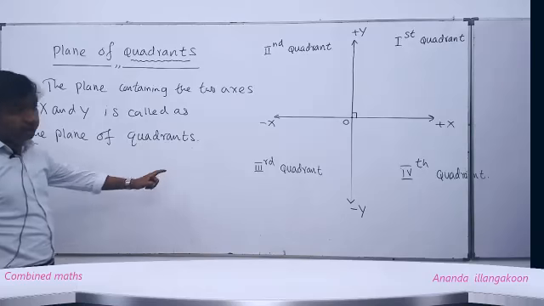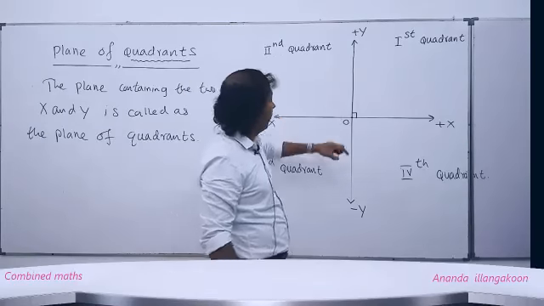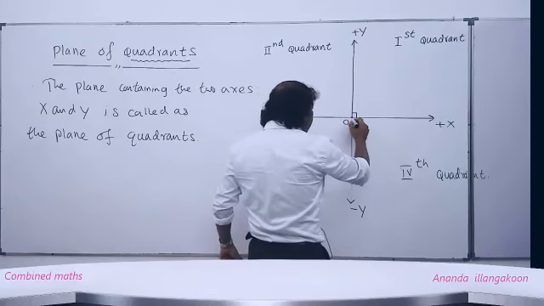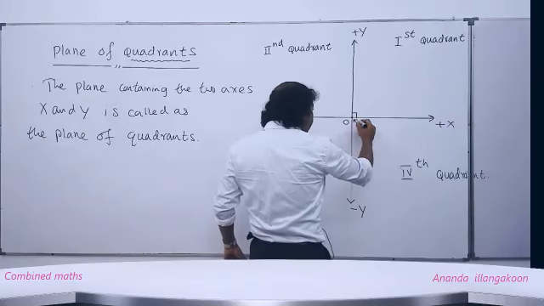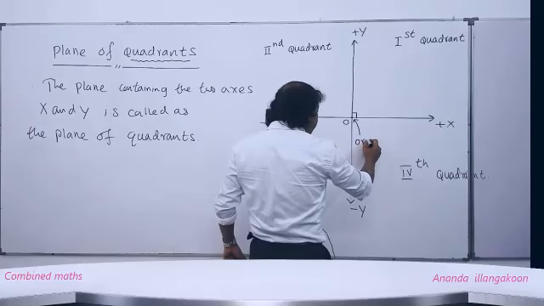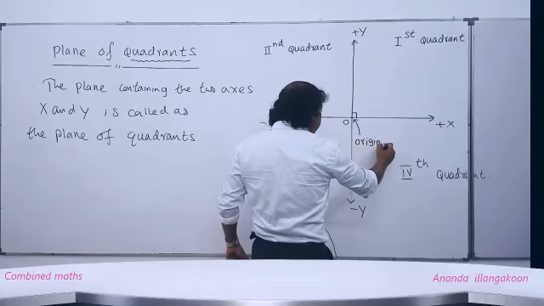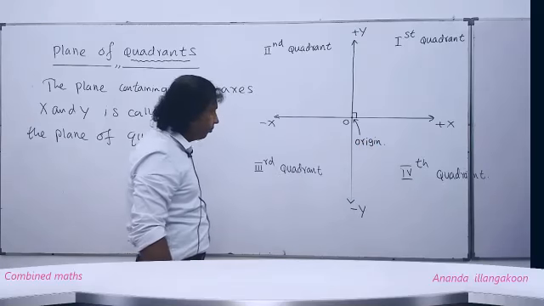Now draw this diagram, people. Right? What is this O? O is called the origin. This is called as the origin.